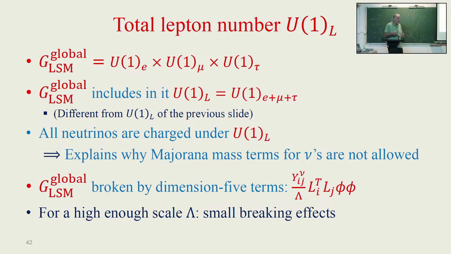And then if all non-normalizable terms are suppressed by such a high scale, it will be very difficult to see the signal of even higher order terms. But it could be that lepton number is broken at that scale and other things happen already at a lower scale.